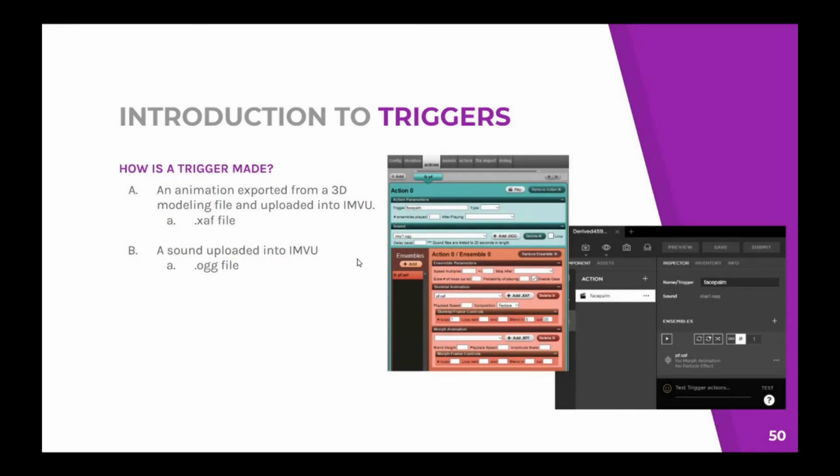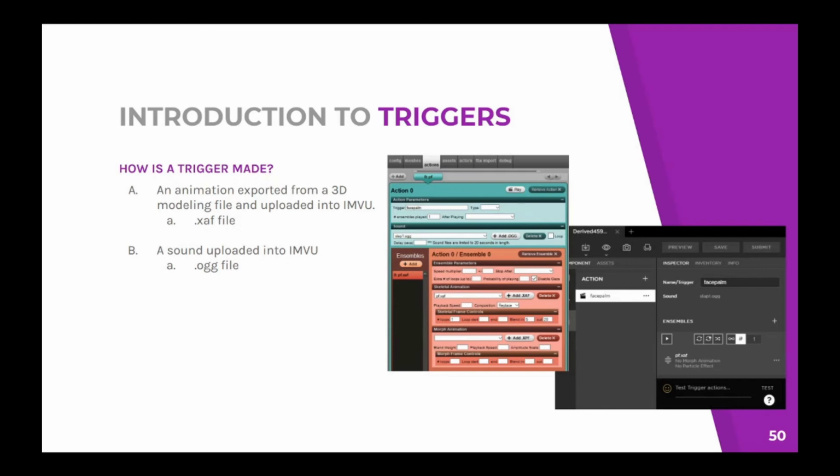so how is a trigger made, basically? A trigger is either made from an animation exported from a 3D modeling file and uploaded in IMVU, otherwise known as an XAF file. If you guys ever decide to derive an avatar or a pose pack or look into it, you're going to see a lot of these XAF files. And those are basically the animations or the poses that things end up in. The downside, though, is that it's not easy to make them.